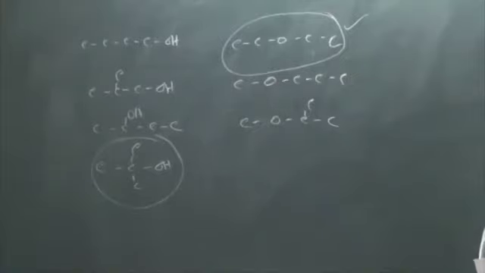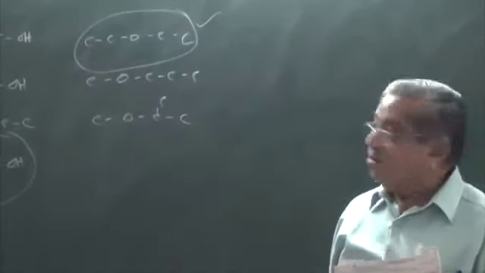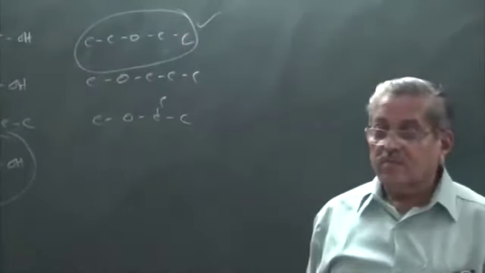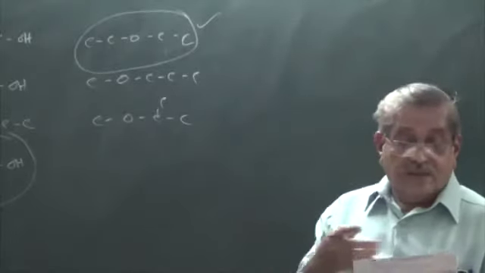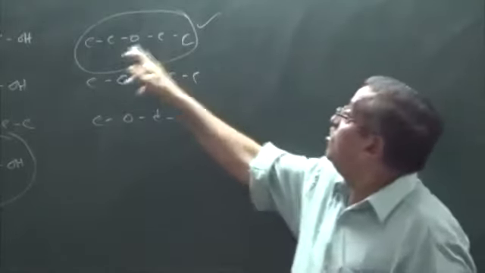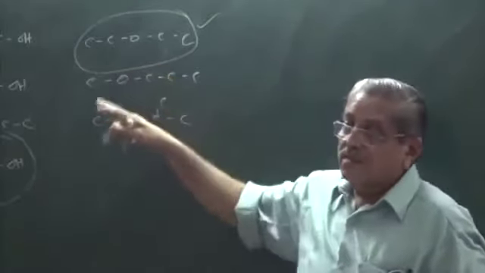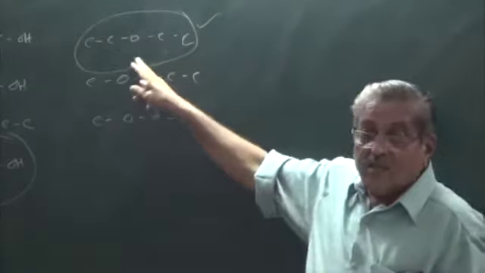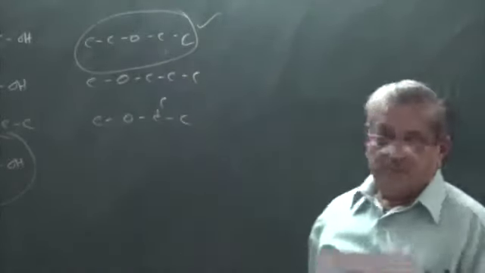If it is D, how many carbon atoms are there totally? 5. It is only 4 carbon atoms. How is it D? Only 4 carbon atoms are there. Diethyl ether. 1, 2, 3, 4. This is diethyl ether, CH3CH2OCH2CH3. Ethyl and ethyl.